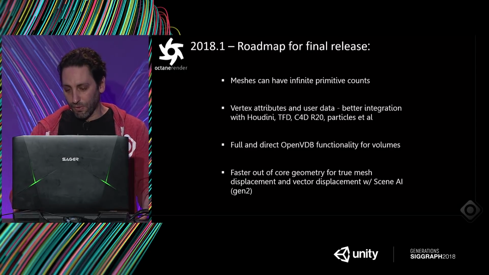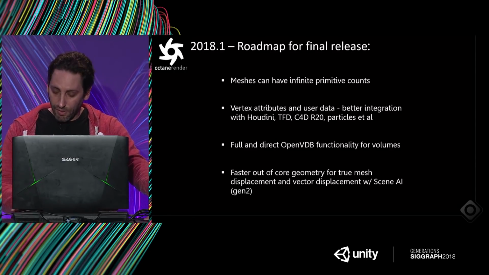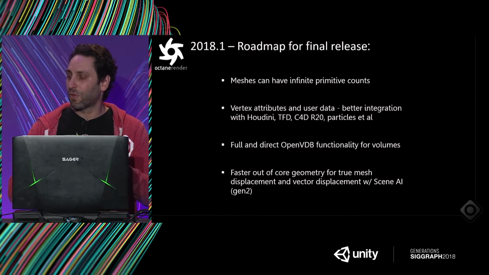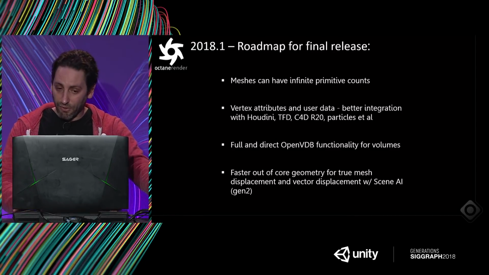So one thing that we're doing is meshes will have infinite primitive counts. There's no limit on polygons, even though it's something we were considering putting in Octane 4. It just was too early. But we do have out-of-core geometry in Octane 4, which means you can load any mesh from system memory. As long as you have CPU memory, it can still work, and it's actually very fast.